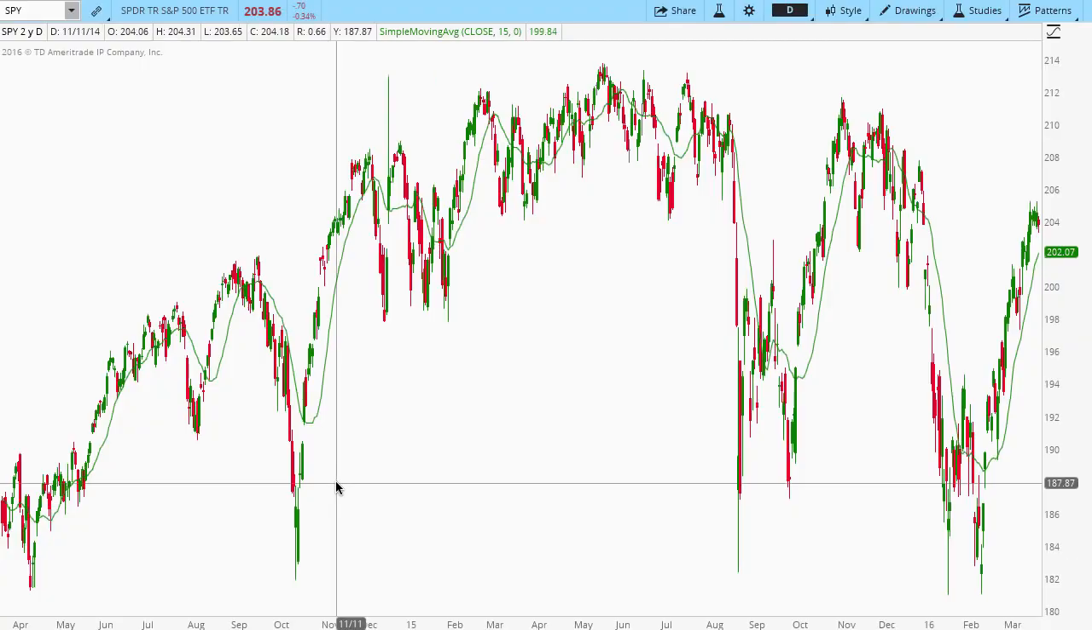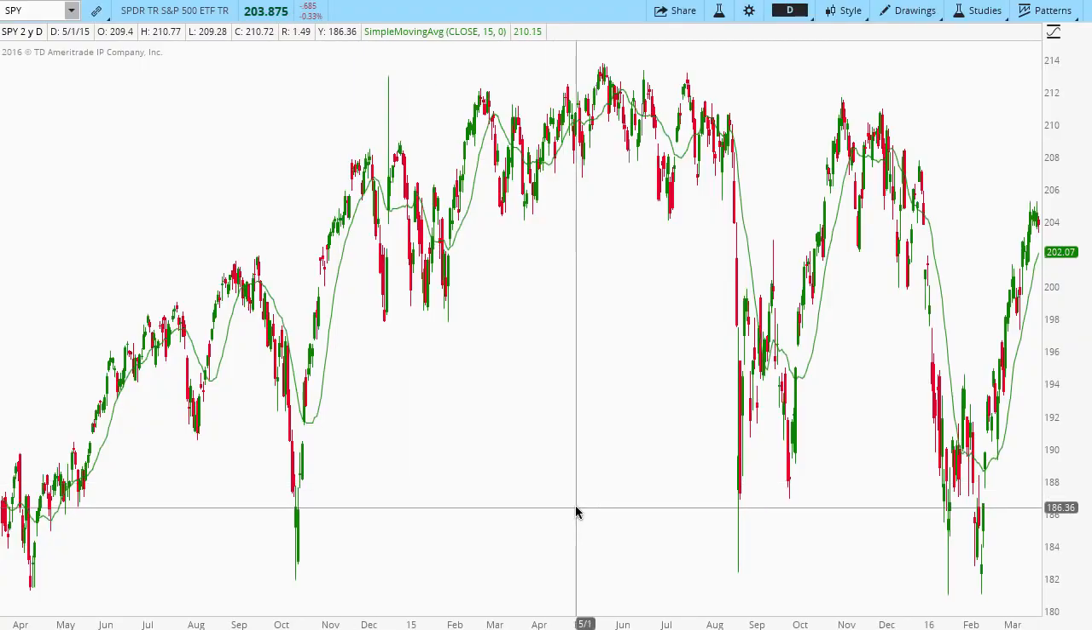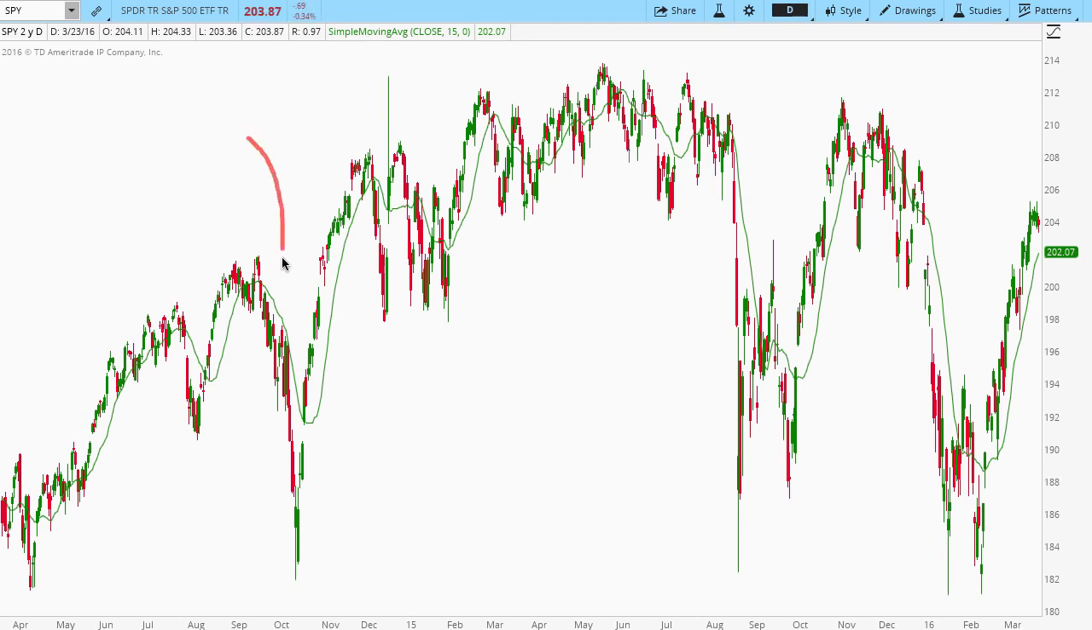So first thing that we're going to do is look at a chart of SPY. Now, this is the SPY at the time that we're doing this video. This is actually the last 2 years on a daily basis. And what I've done here is I've overlaid just a simple 15-day moving average. This is that green line that you see here.